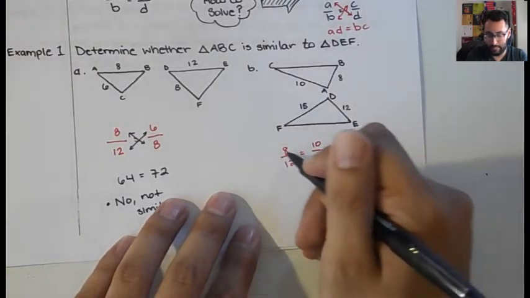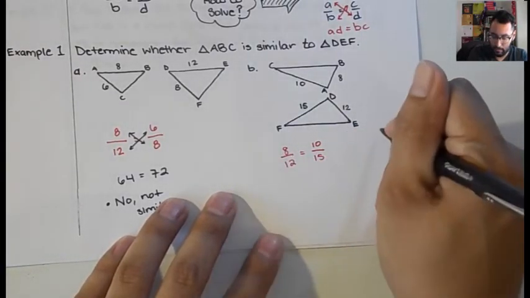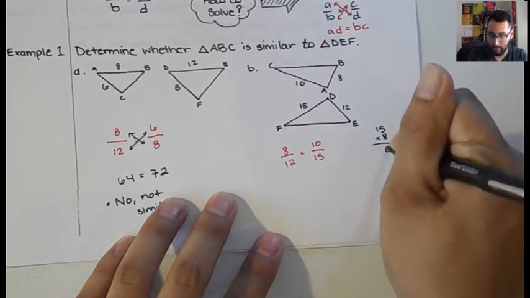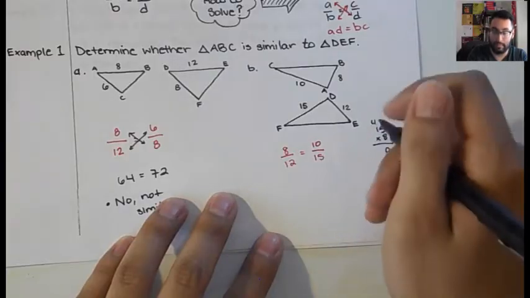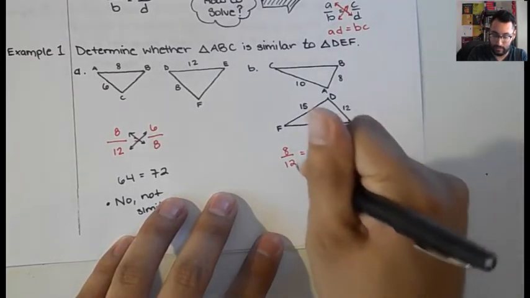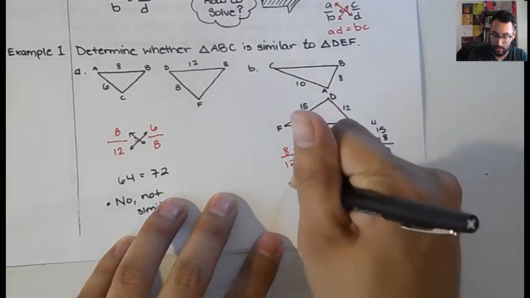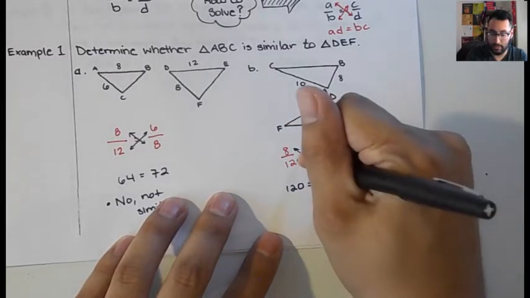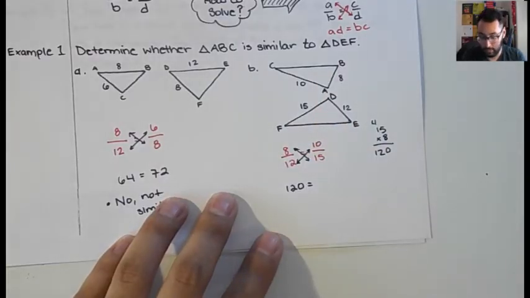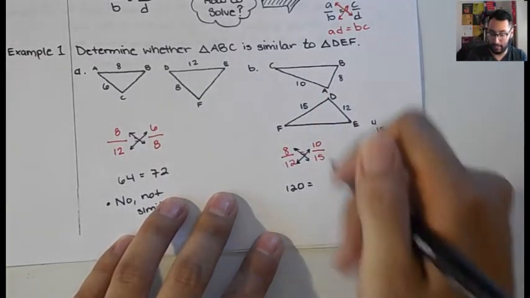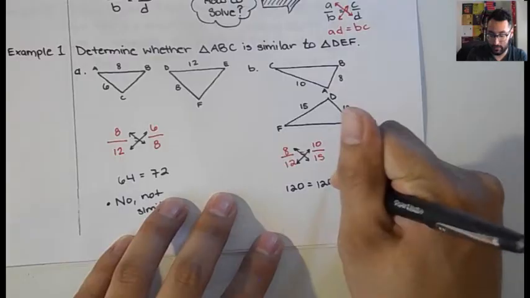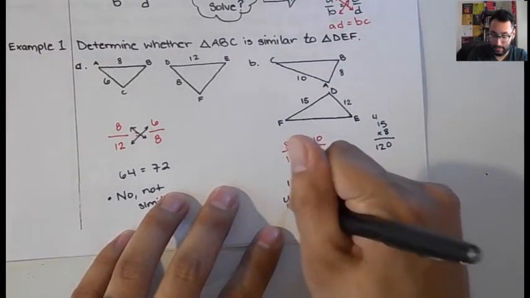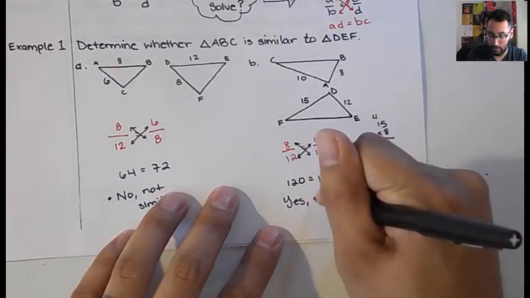Let's multiply 8 times 15. I'm going to put that off to the side here. 8 times 15. Well, that'll be 40. Carry the 4. 8 times 1 is 8, plus 4 is 12. So this is right here, that is 120. And then multiplying 12 times 10. Well, 12 times 10, where you just add a 0 to the end of the 12, so that's also 120. So since they're equal to each other, that means that, yes, these two triangles are similar.